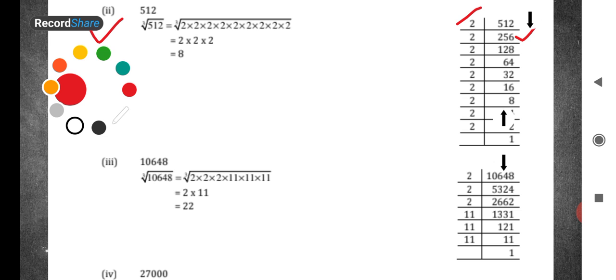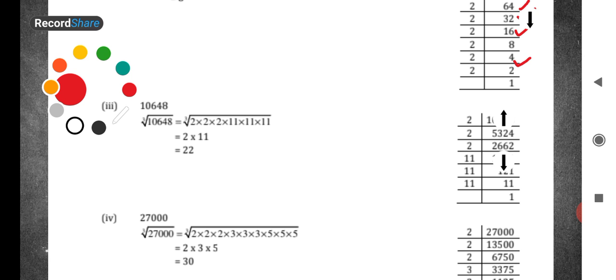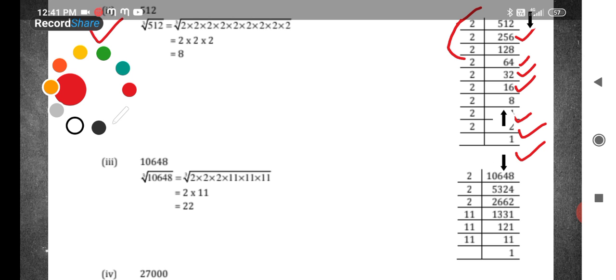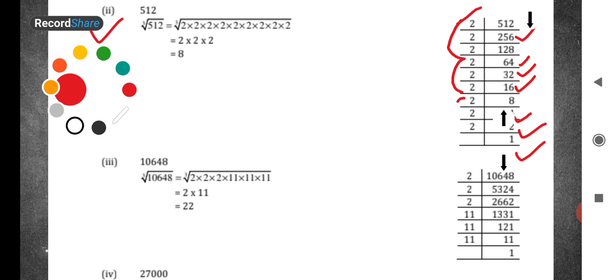Then again 128 gives 64. Again then you will get 32. Then 16. Then 8. Then 4, then 2, then 1. So we got all this, isn't it? So how many 2s did we get? Here one group, one more group, and one more group. So 3 triplets of 2 we got.